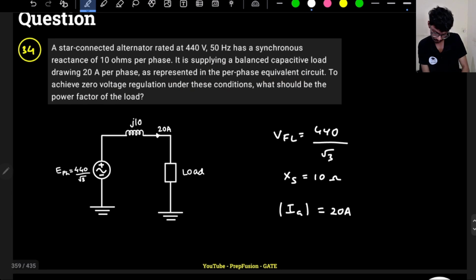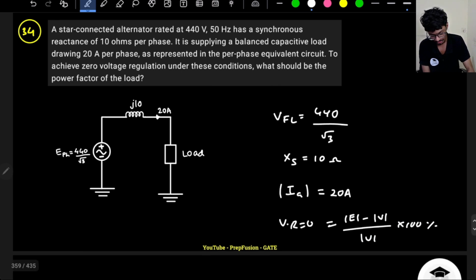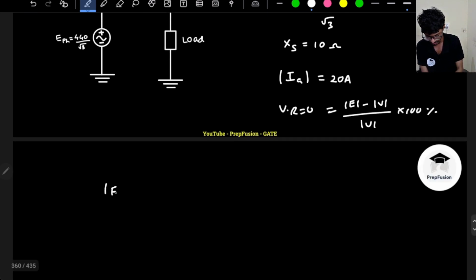So my voltage regulation will be zero. It is a leading power factor. How will voltage regulation be zero? It is magnitude of E minus magnitude of V full load, divided by magnitude of V, into 100. So this has to go to zero. That is, magnitude of E has to be equal to magnitude of V.